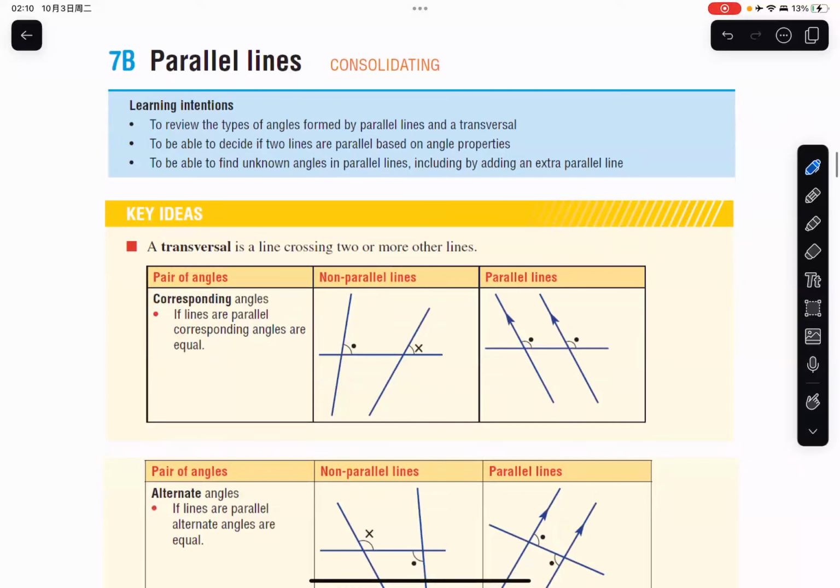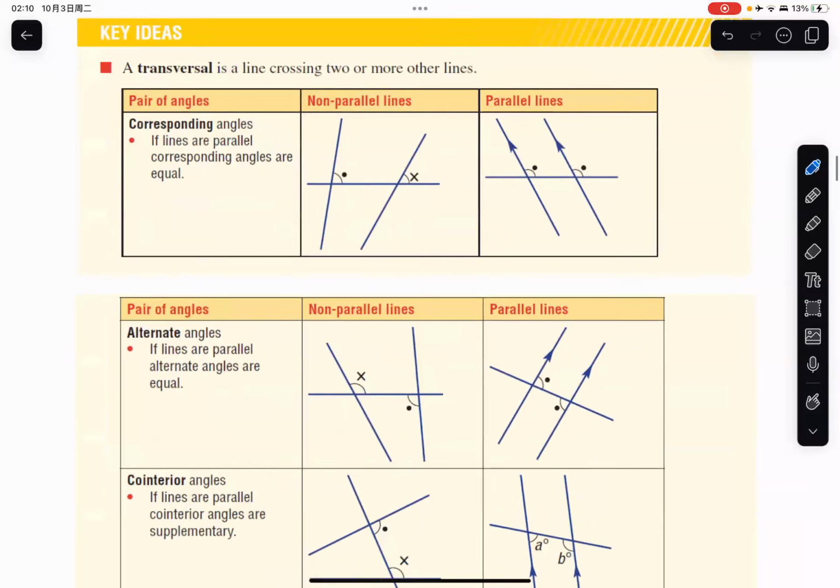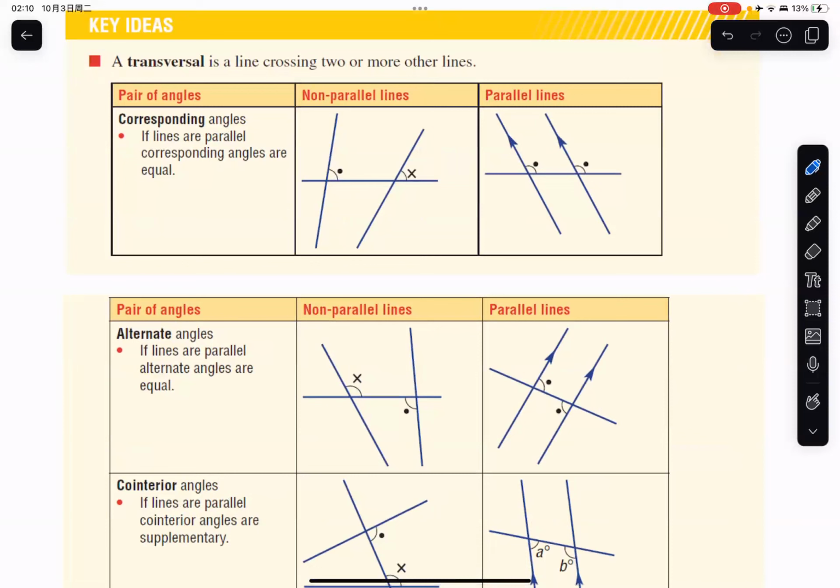Hello, year nine. We're going to do 7B today, parallel lines. We've already learned this in year seven and year eight, so today is just a revision. First, you need to know three different types of parallel lines and the properties of their angles.